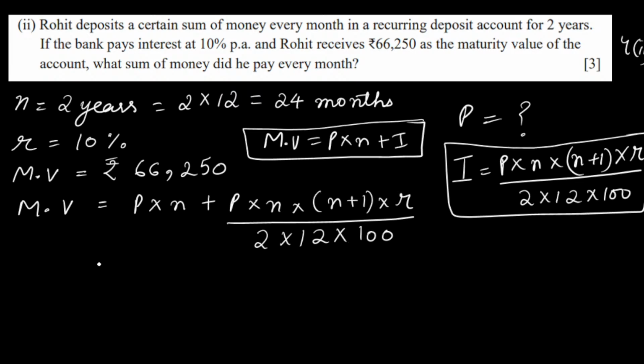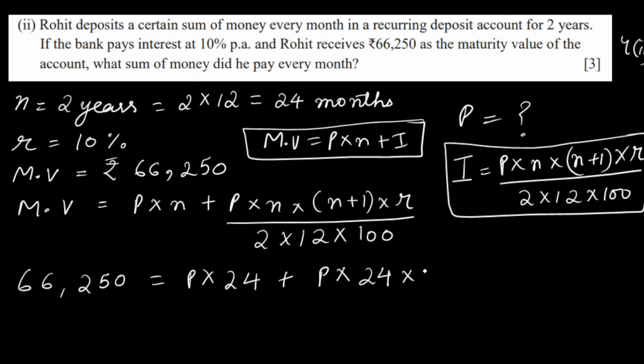Now we just have to substitute. So MV is given to us as 66,250 is equal to P, we have to find. n is given to us as 24, plus again P is not given to us, P I'll be writing as P only. P into n's value is 24. n plus 1, so 24 plus 1 is 25 into R. R is 10 by 2 into 12 into 100.